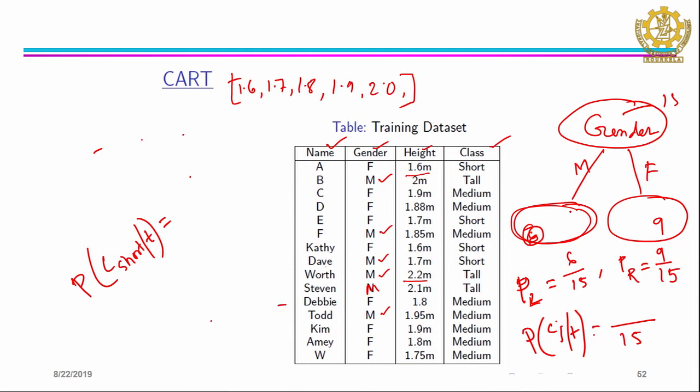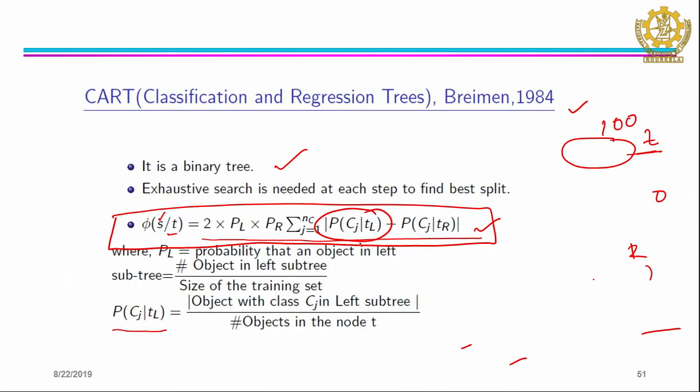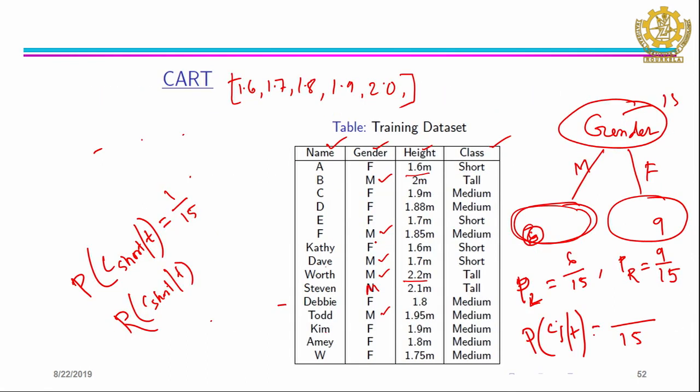We are talking on the left side. On the left side, this is tall, this is medium, this is short, this is tall, this is tall, this is medium. So, it will be 1. Then we compute 1 by 15. Now, 1 by 15, and then you have to compute P of C short on the right side.